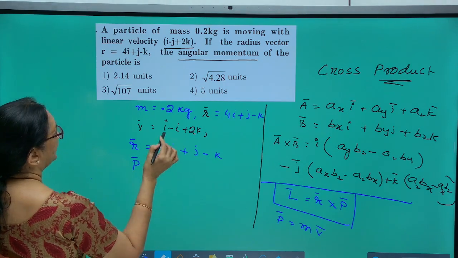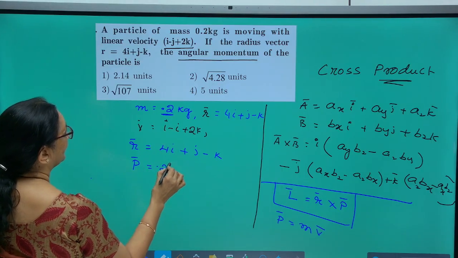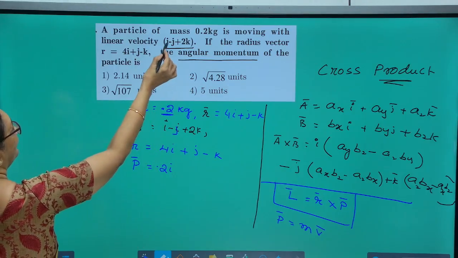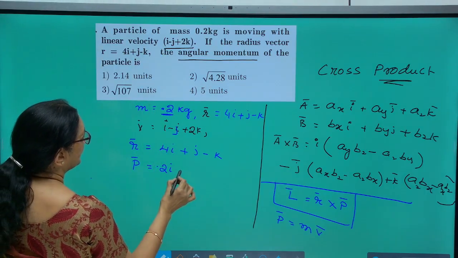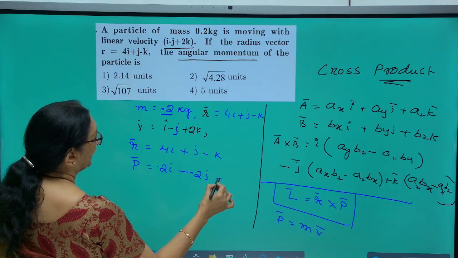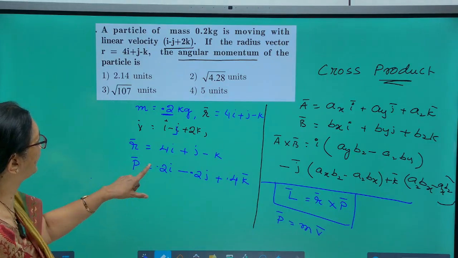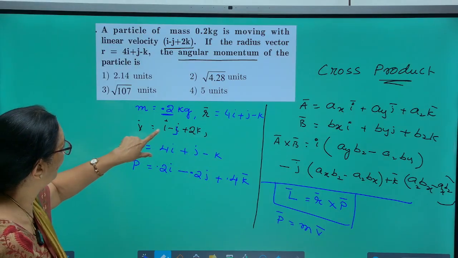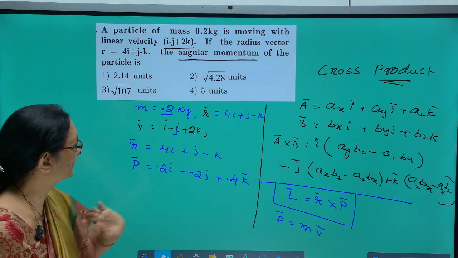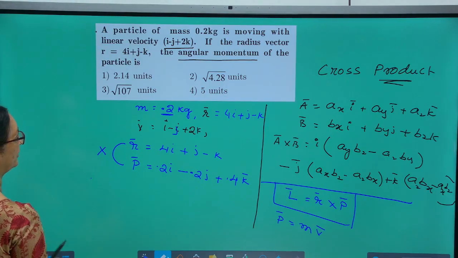P bar is equal to m into v bar, that is 0.2 into I bar minus j bar plus 2k bar: 0.2 I bar, minus 0.2 j bar, plus 0.4 k bar. So, we just multiplied this velocity with mass. So, 0.2I minus 0.2j plus 0.4k. Now, we need to find out the cross product of these two vectors.